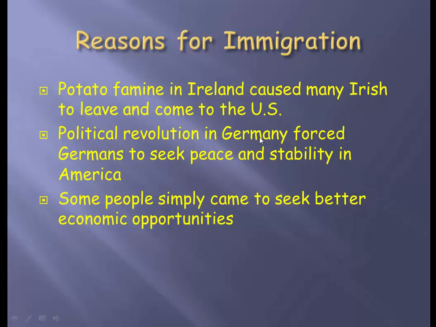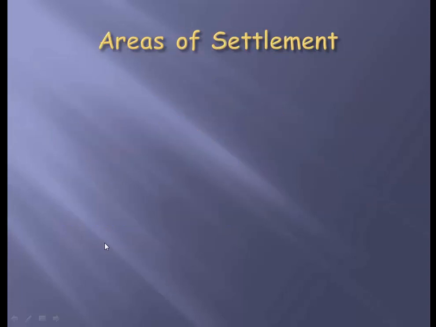The reason for German immigration here is there were political revolutions, a series of them, changes in the government, so a lot of them came to seek peace, seek stability, and gain a new start in America. So that was the reason for German immigrants. Some people simply came to better their economic opportunities. So the big one here is going to be money, right? They came to better their situation.